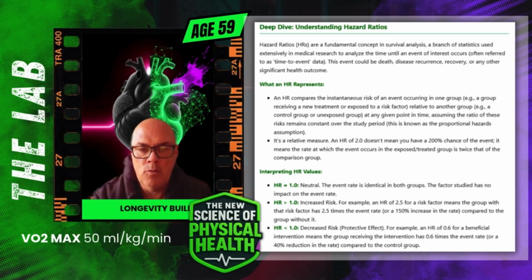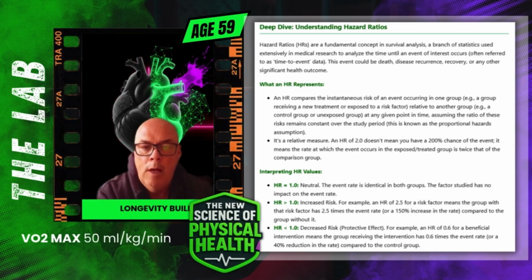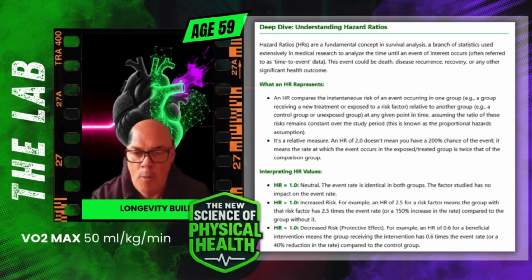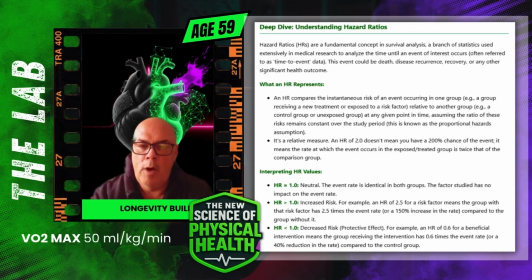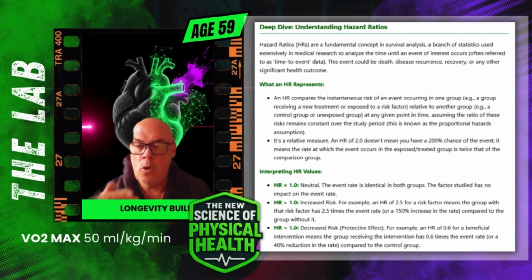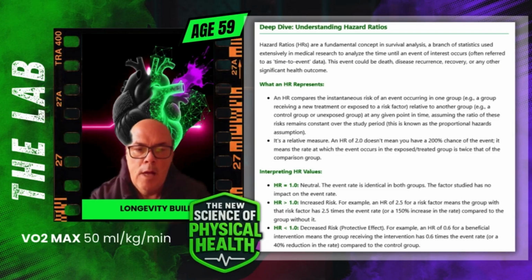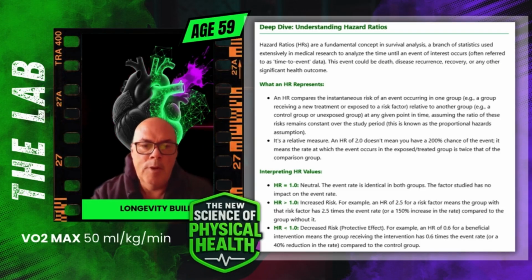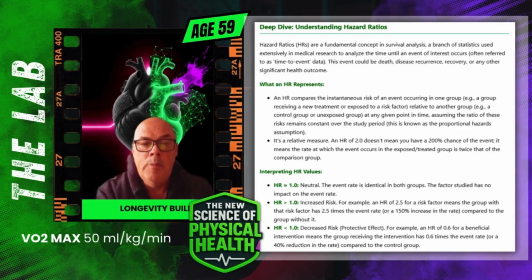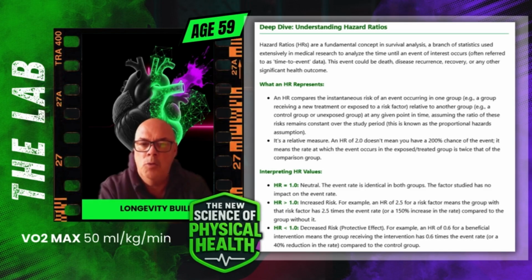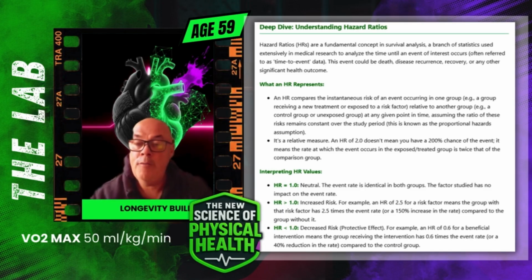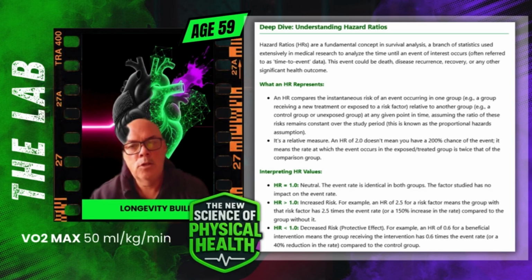Interpreting hazard ratio values. An HR of 1.0 is neutral. The event rate is identical in both groups. The factor studied has no impact on the event rate. If a hazard ratio is greater than 1, there's an increased risk of interference to your longevity, lifespan, or your health span, how long you live without being sick from a disease. For example, a risk factor with an HR value of 2.5 means that the group with that risk factor has 2.5 times the event rate, or 150% increased risk, compared to the group without it.